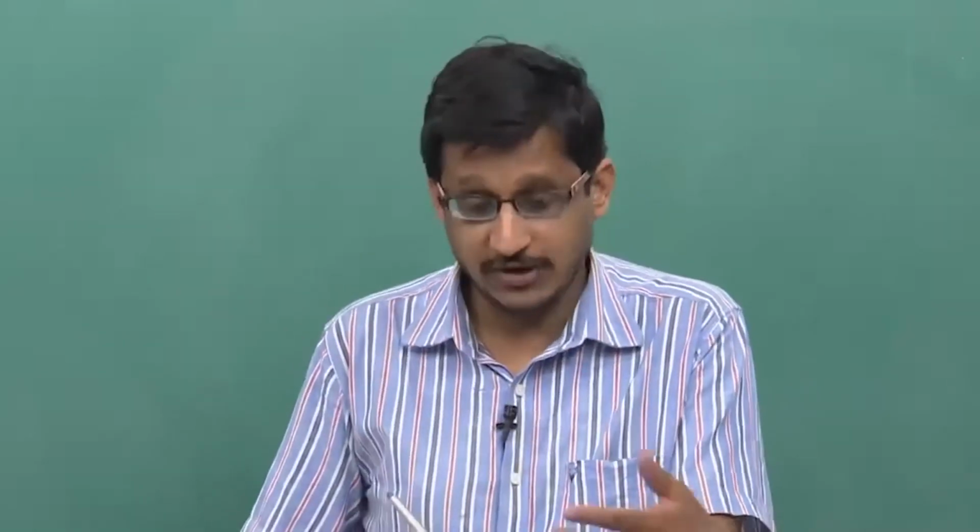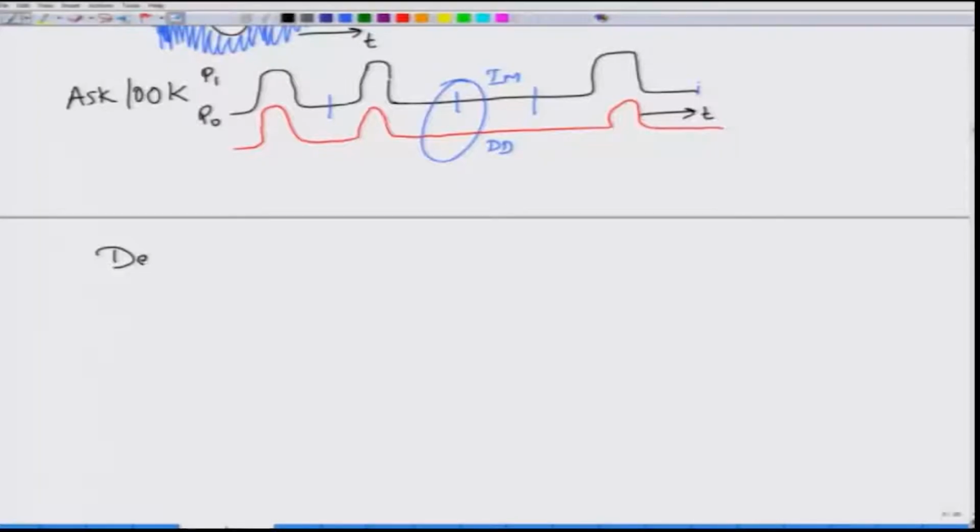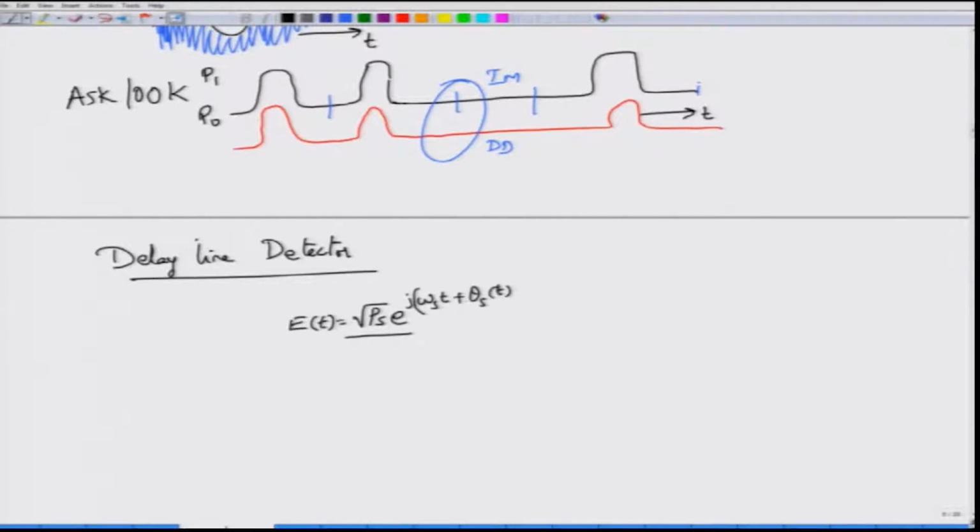Now, let us look at a different mechanism or a different receiver topology, which is called delay line detection or delay line detector. What does this delay line detector do? Now, I take the signal which I want to detect, the optical signal. Okay. So, this would be the optical signal that I want to detect, E of t, which can be written as square root of Ps e power j omega s t plus theta s of t, where theta s corresponds to the modulation that I have done. Okay. This is the phase which I have modulated.